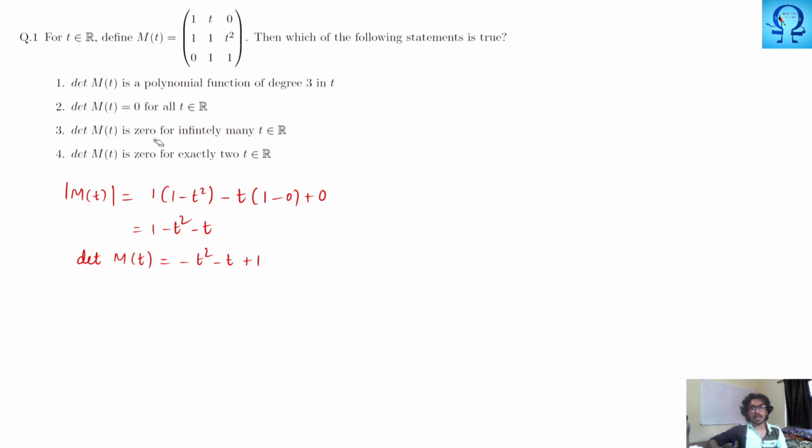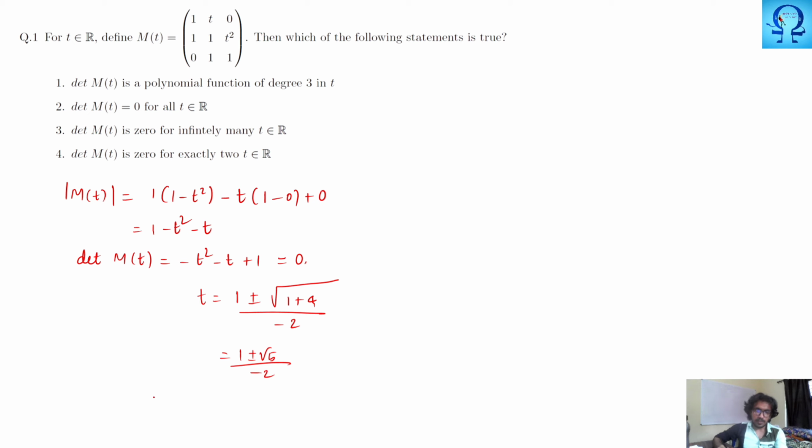And option 3 claims that this is equal to 0 for infinitely many t in R. Is it true? Let us check. Let us equate this to 0 and solve it for t. Then what would we get? We would get plus 1, 1 plus 4 upon minus 2. So this is what we would get, right?